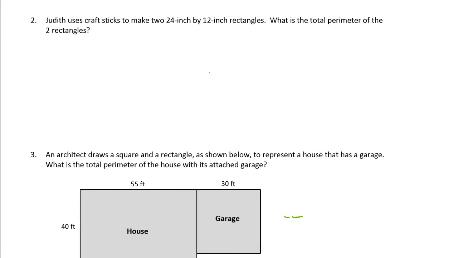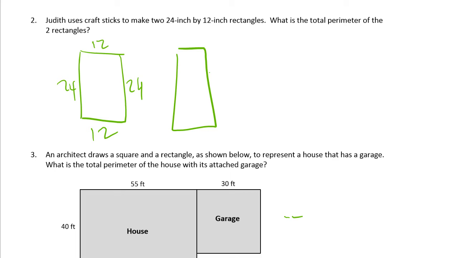Judith uses craft sticks to make two 24 by 12 inch rectangles. What's the total perimeter of the two rectangles? All right, well, we read it. Now we're going to draw it. They're 24 by 12. It's a really sloppy looking picture of a rectangle, but I'm going to go with it. I did rush it. That's why it came out so bad. Okay, so they're both the same rectangle, so the second should look better. And these are inches, right?